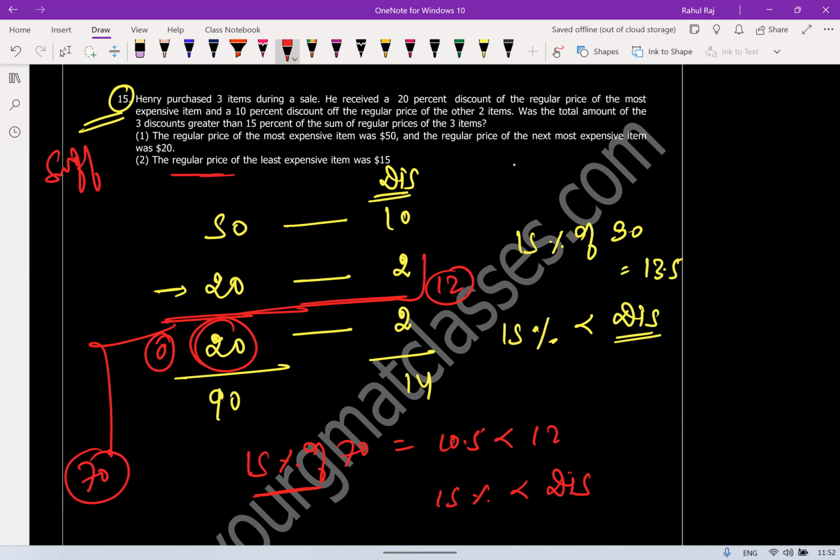Second one says regular price of the least expensive item was $15. But I don't know what was the regular price of the next item. It could be 200, 300, 2000, 3000, 2 lakhs, 3 lakhs, 4 lakhs. I don't know what is the regular price of the other 2 items, so I can't say. In option number 1, I 100% knew that the third item price can maximum be $20. It could at least be $0. So I've calculated from both perspectives.